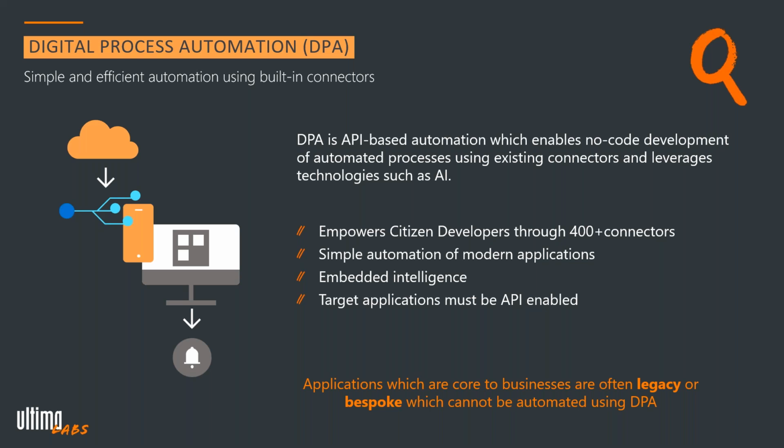As it says here, it empowers citizen developers. There's, I think, 400 connectors, might be more than that now, in Power Automate. It allows simple automation of modern applications, those which have an API. It provides some level of embedded intelligence, but to enable this, target applications must be API enabled. Unfortunately, what we've seen, as it says at the bottom here, is that applications which are core to businesses are often legacy or bespoke applications, which then don't have an API and therefore can't be automated using simple digital process automation.